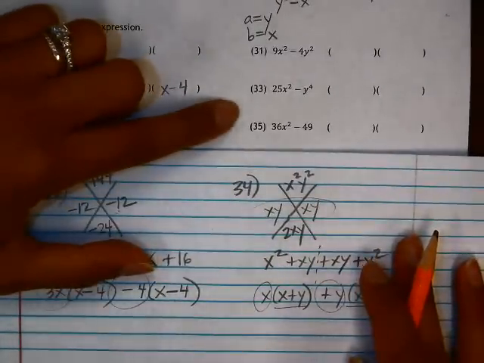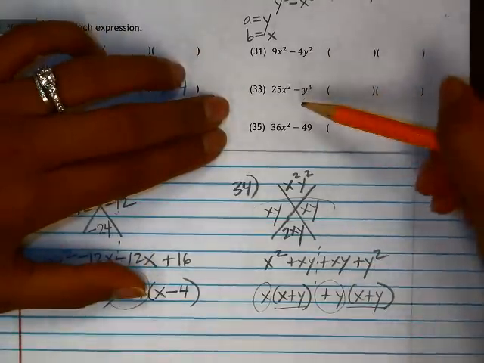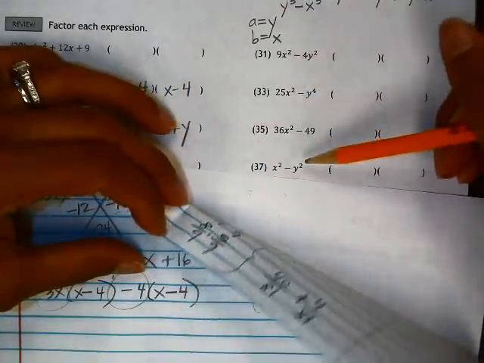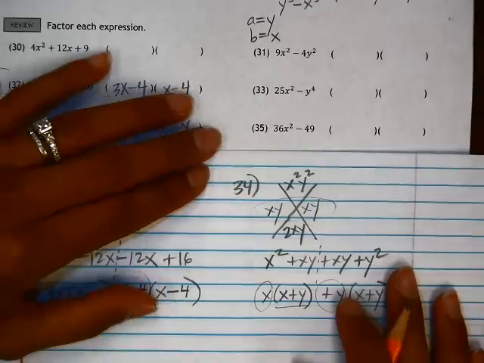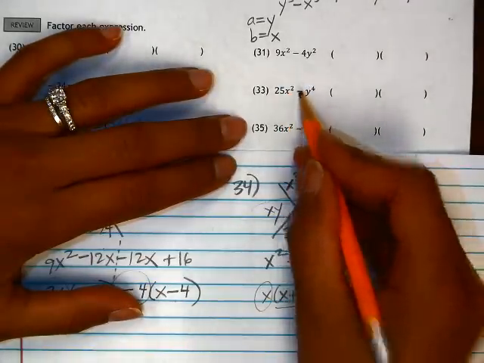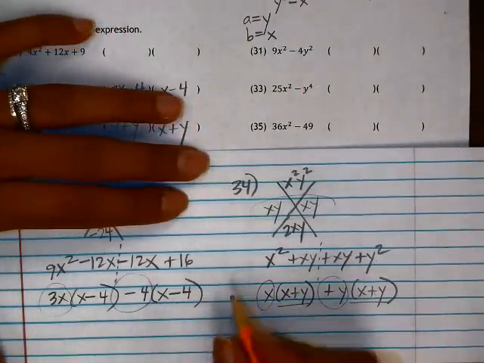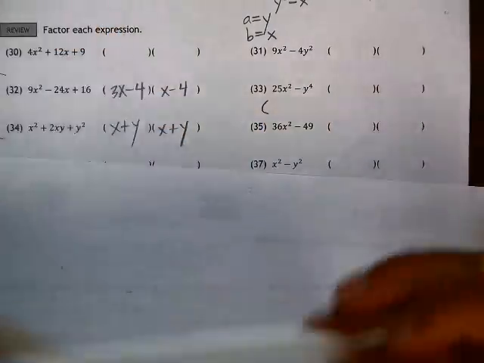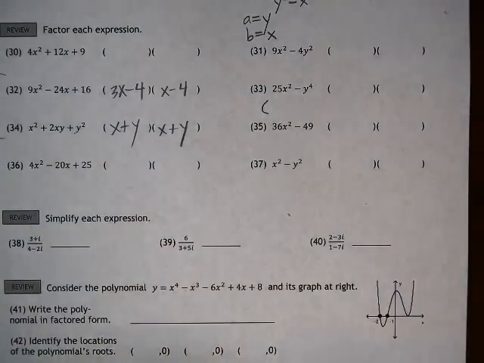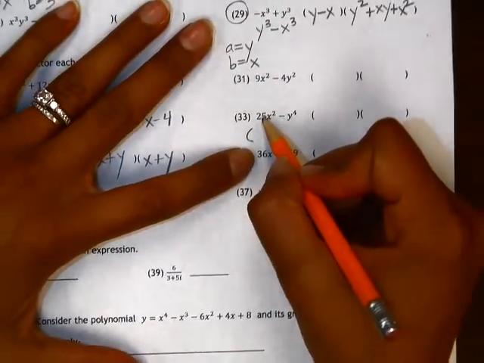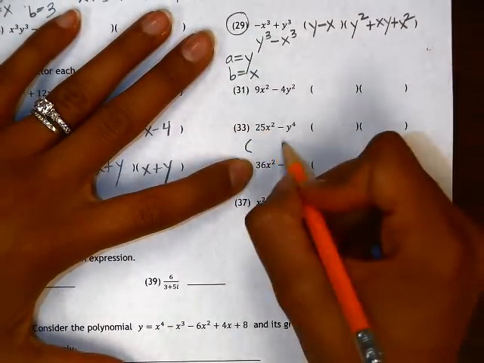Now let's look at 33 and 35. These, and actually 31 all the way through 37, are all differences of squares. So we have perfect squares that are being subtracted. So on 33, we have 25x squared minus y to the fourth.